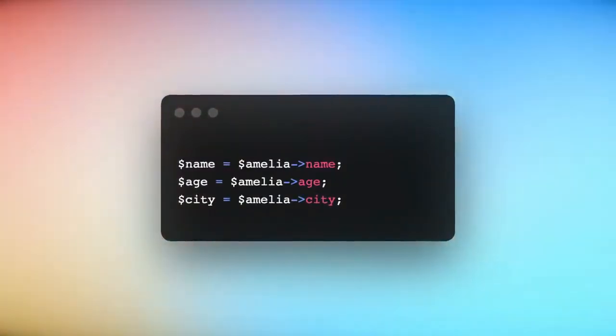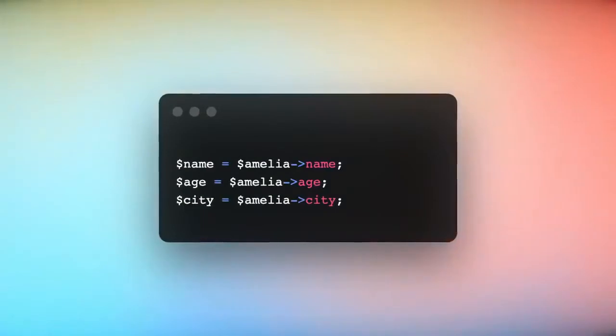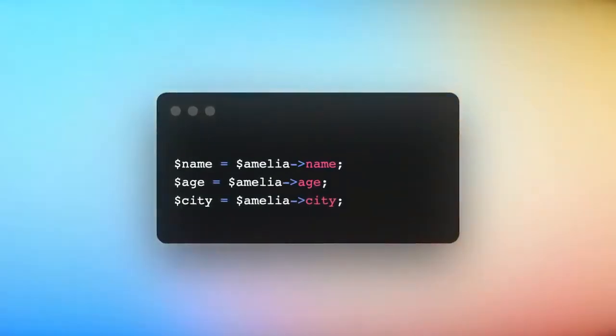You can think of properties as variables that belong to a specific object. You cannot access these variables without referencing the object they belong to.